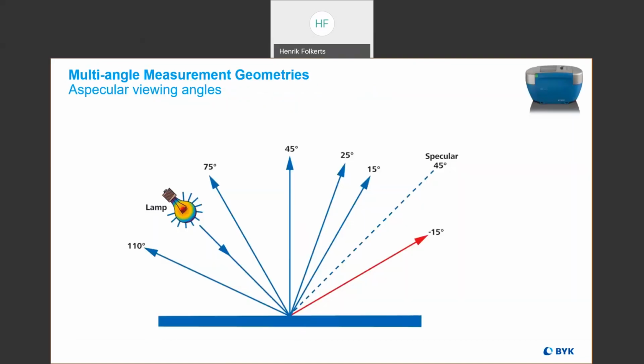And so for that, we have the BICMAC, which has one illumination angle at 45 degrees off the normal, and then 6 detection angles. And this captures what the color looks like at a number of different angles, which is necessary for these special effect pigments.